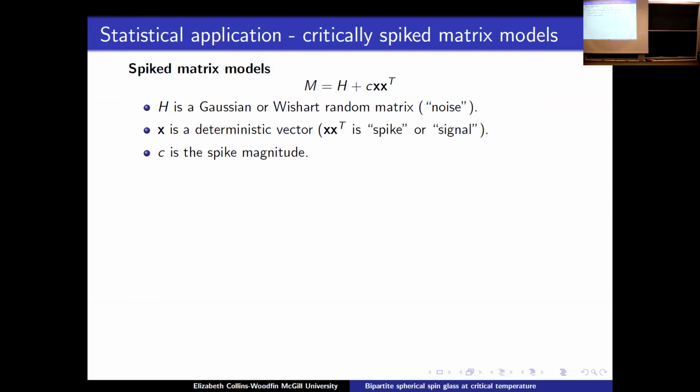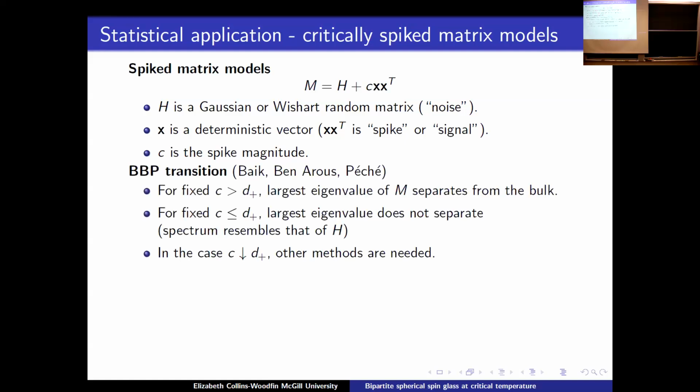This spiked matrix model, we have H. This could be a Gaussian matrix, it could be a Wishart random matrix, but this is going to represent the noise in the model. And then we have some vector here. I put it here to be deterministic. It could also be something random, but it's just a single vector times its transpose. So this makes a rank 1 matrix. And then it's multiplied by some magnitude, which gives us the magnitude of the spike or the signal.